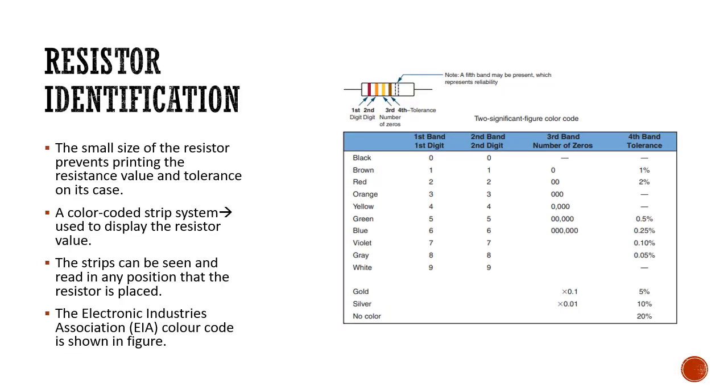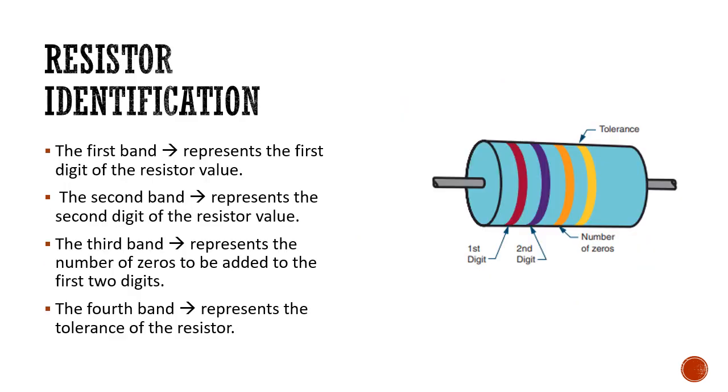The small size of the resistor prevents printing the resistance value and tolerance on its case. Therefore, a color-coded strip system is used to display the resistor value. The strips can be seen and read in any position that the resistor is placed. The Electronic Industries Association (EIA) color code is shown in figure. The meaning of the colored bands on a resistor is as follows.